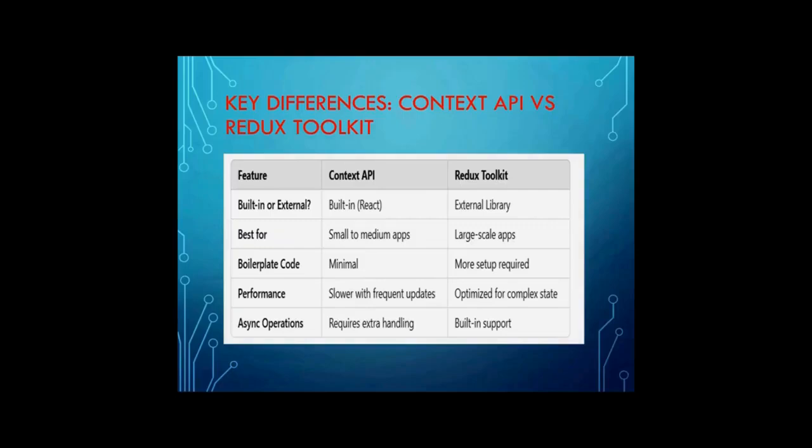Key differences between Context API and Redux Toolkit. First thing, Context API is built into React, while Redux Toolkit is an external library. Context API is best for small and medium apps, Redux Toolkit for large scalable apps. Boilerplate code: minimal for Context API, more steps required for Redux Toolkit. Performance: Context API is slower with frequent updates, while Redux Toolkit is optimized for complex state. Asynchronous operations require extra handling in Context API, while Redux Toolkit has built-in support.